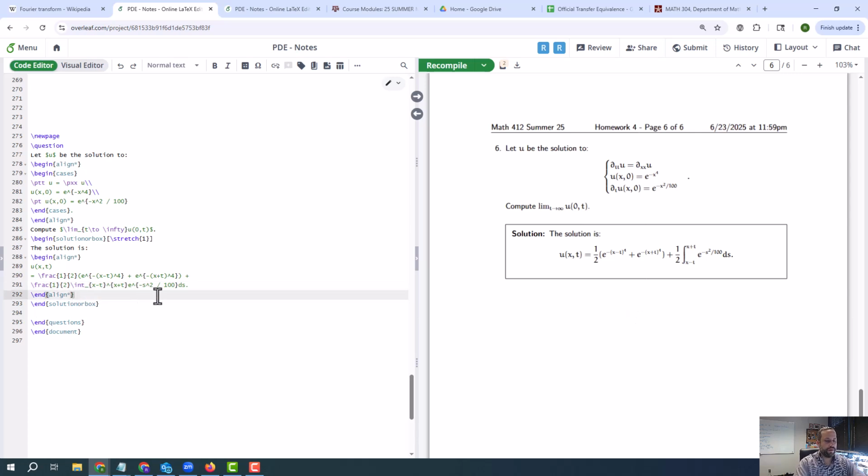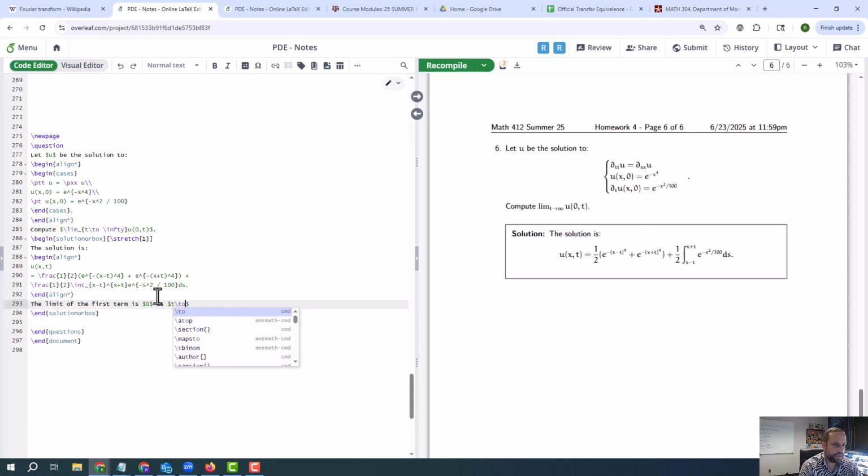Now, the limit of the first term is 0 as t goes to infinity. Okay, and that's for all values of x, but in particular, if you put x equal to 0 there, as t goes to infinity, we've got it to the fourth power and then minus that. So this exponent here is going to minus infinity, so e to that goes to 0, and e to that goes to 0. So we just are left with this part right there.